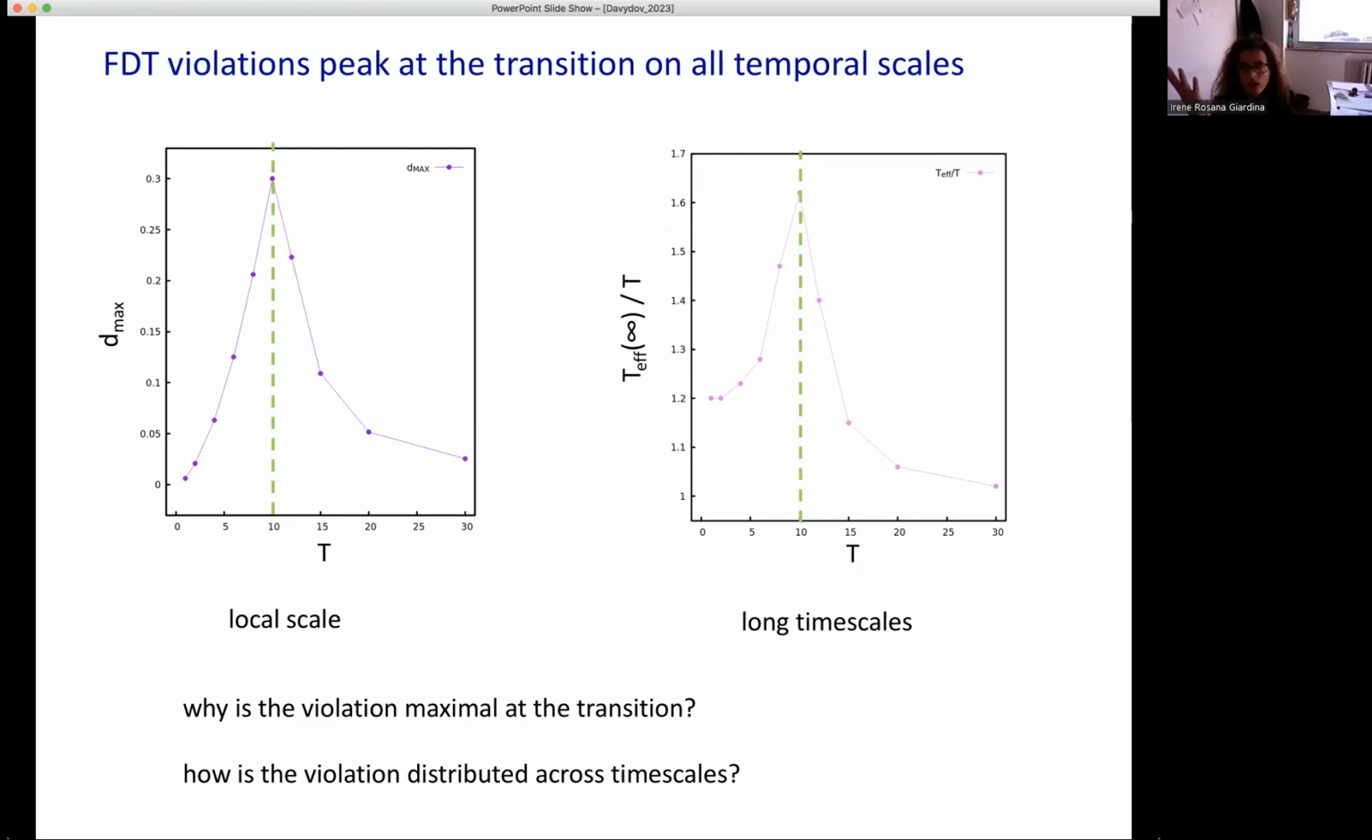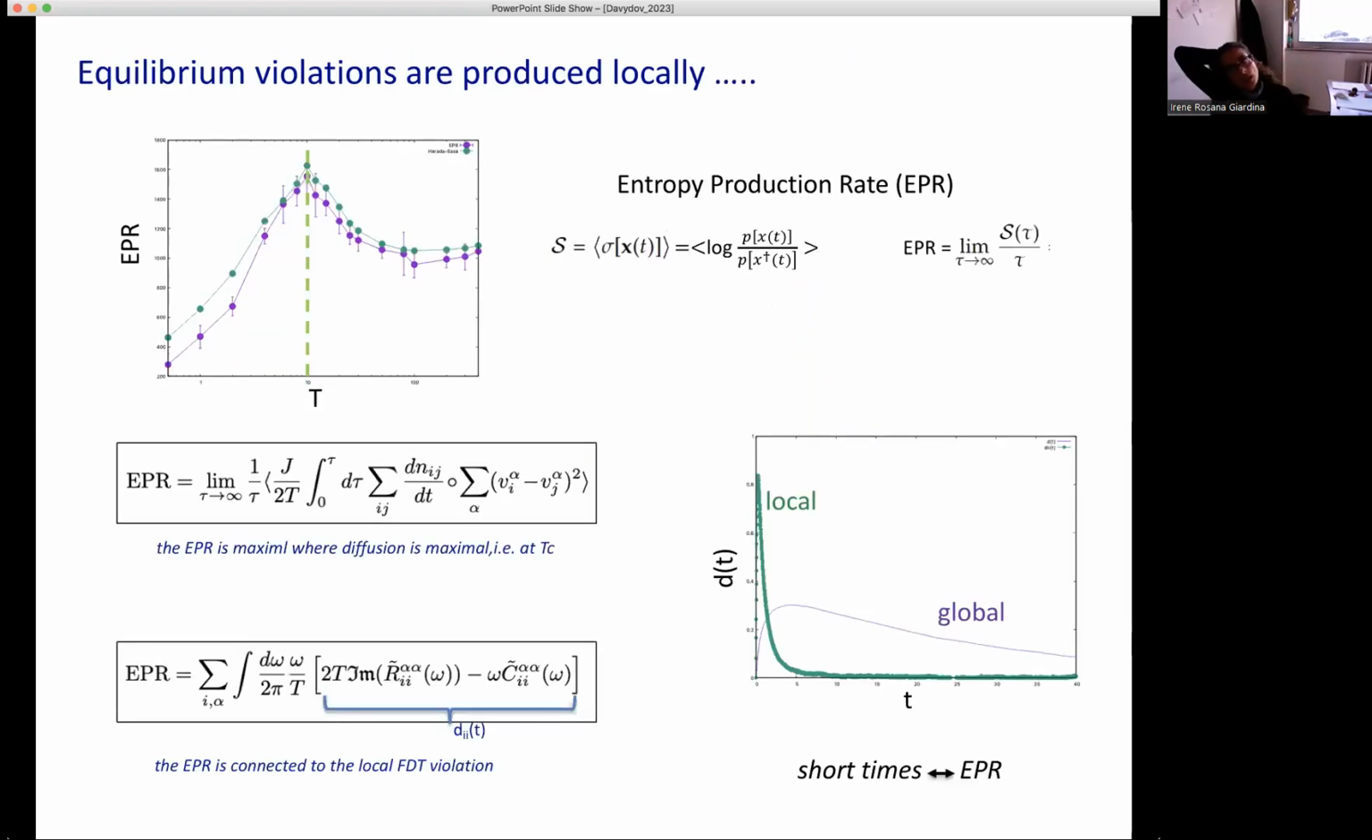So we would like to understand why. What is the origin of this behavior? Why is it like that? To understand better and to give an interpretation of what we see, an interesting thing to do is to relate the violations of the fluctuation dissipation theorem with another indicator of non-equilibrium behavior. This other indicator is what is called the entropy production rate. The entropy production rate measures how strongly the detailed balance is violated, okay?